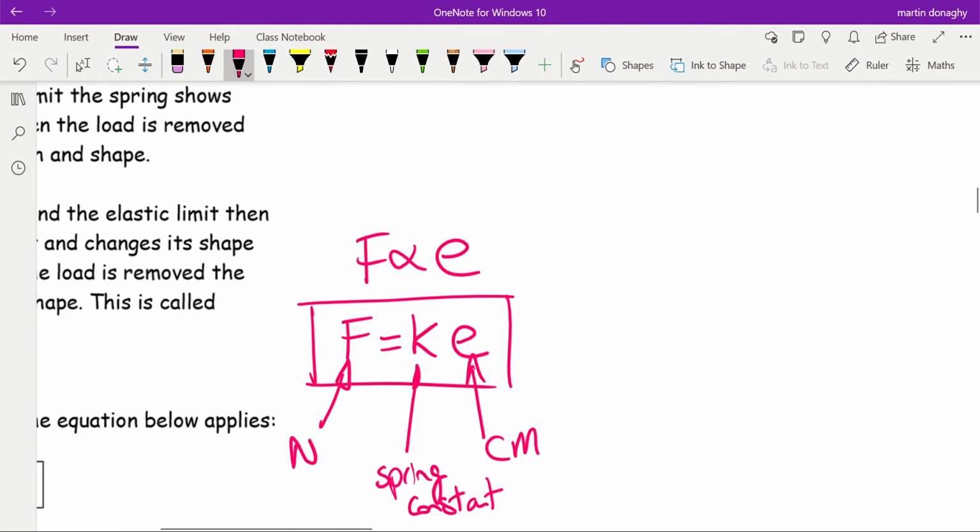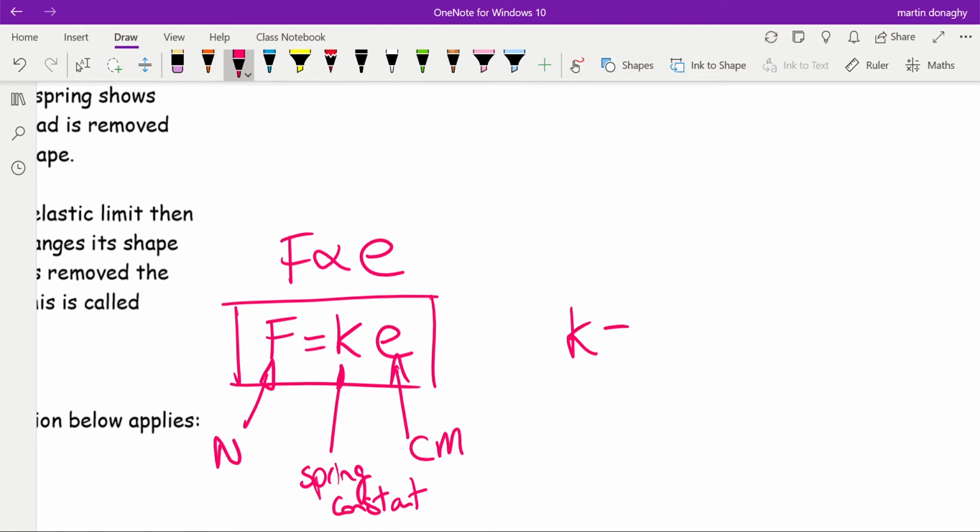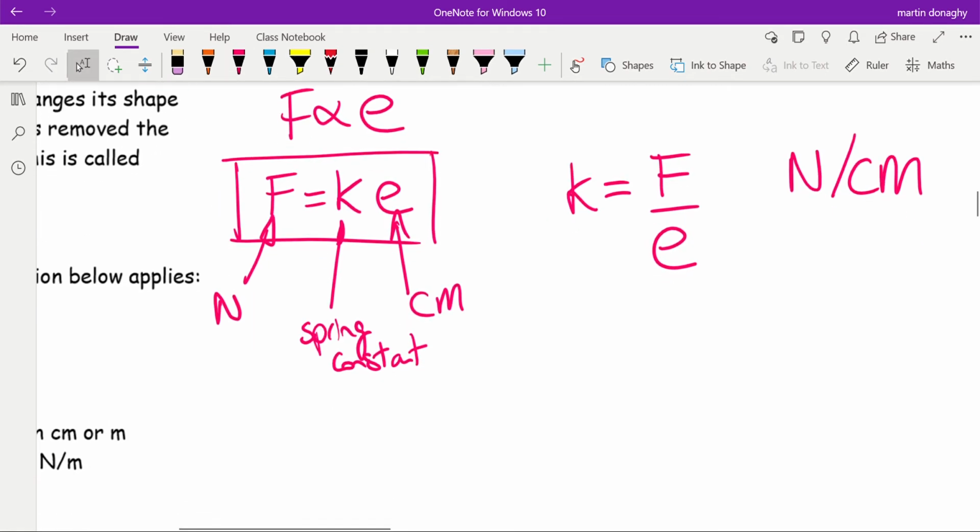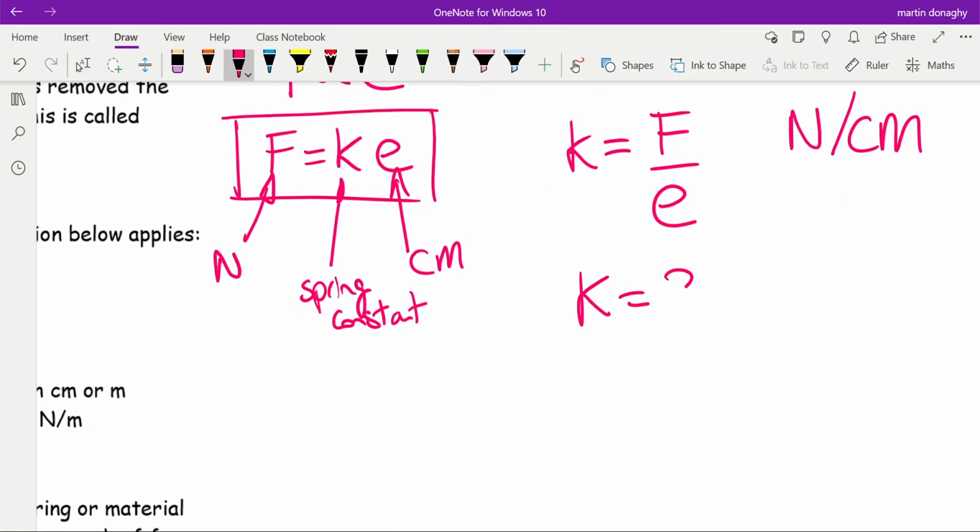So the springs they use in suspension in cars will be very different to the springs you used in the experiment today. Now, if we look at that equation, I can rearrange that to give me k is equal to F divided by e. And if I look at the units then for that equation, that would be newtons per centimeter. So if I work out my value of k and I find out it's 3 newtons per centimeter, what that value of k means is it's the number of newtons required to produce an extension of 1 centimeter. Okay, so for instance, if I wanted an extension of 2 centimeters, I would need 6 newtons. Okay, so it's the number of newtons needed per centimeter of extension.